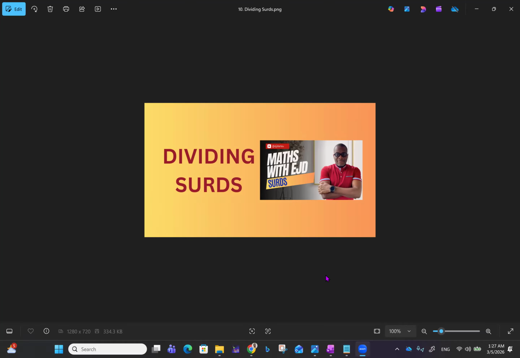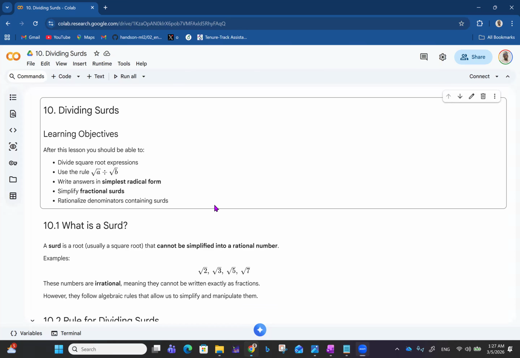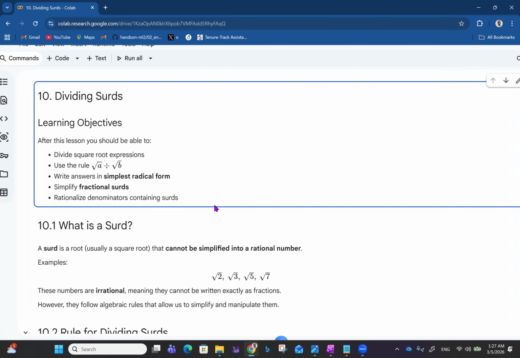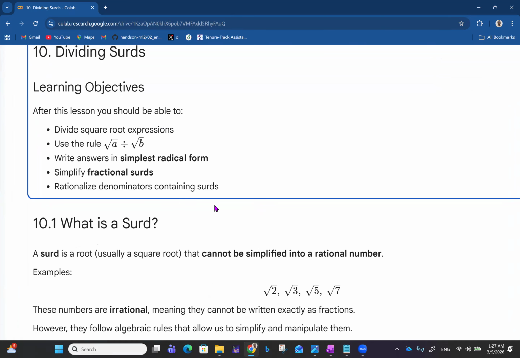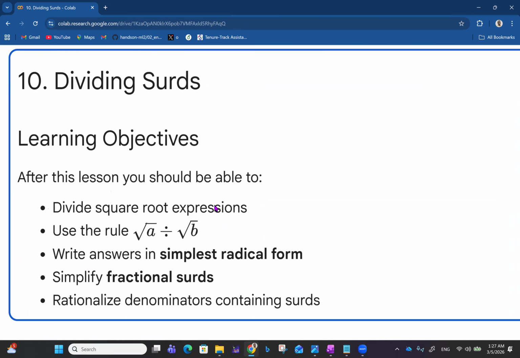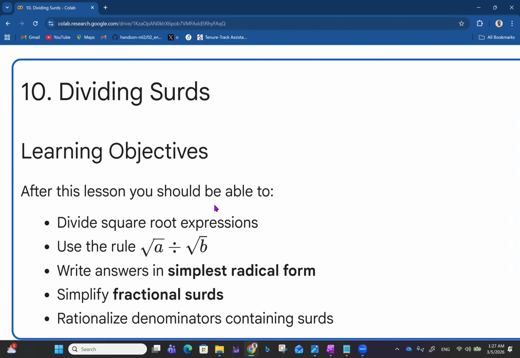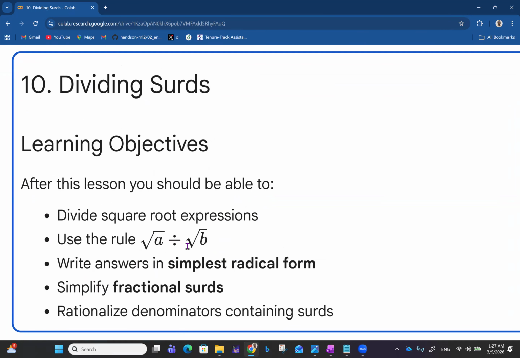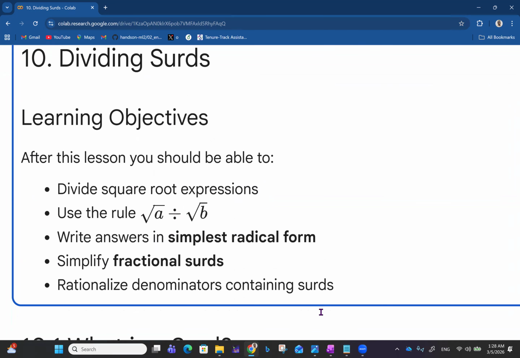Now we go on to look at dividing surds. As far as operations with surds are concerned, we've looked at addition and subtraction, we've looked at multiplication. Now it's time to look at the division of surds. After this lesson, you should be able to divide square root expressions, use the rule square root of a divided by square root of b, write answers in simplest radical form, simplify fractional surds, and rationalize denominators containing surds.